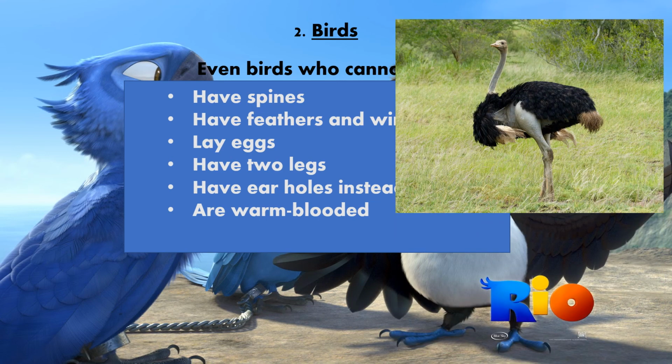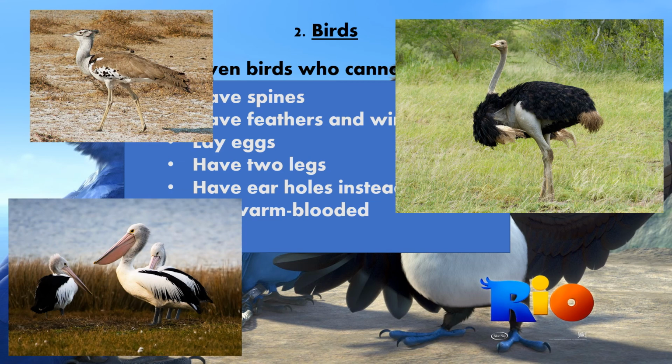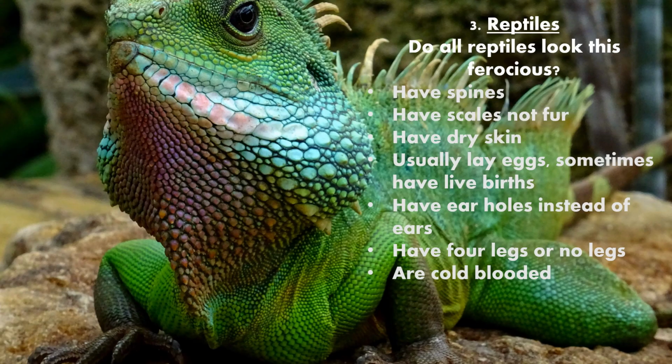Yes, an ostrich does not fly, but he definitely has 2 legs. He has feathers, definitely. He lays eggs and he has ear holes. And he is warm-blooded. What else? A pelican. Right. So it doesn't matter what the bird's beak looks like. He has definitely got the same thing: feathers, 2 legs, he lays eggs and has ear holes. And this small little bird here, which is called a roadrunner, is one of the fastest birds because he can run really fast. Right, what's our next category?